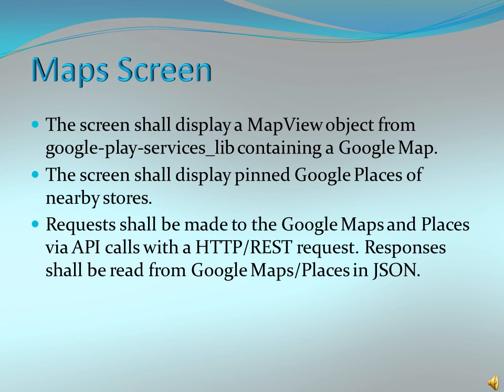In addition, we can make a call to Google Places with your GPS location to search for nearby stores. This is done with an HTTP call, which will return a JSON response that we can parse to find all the nearby stores. From there, we can pin each one to the map, and the user can view their location with all the nearby stores.